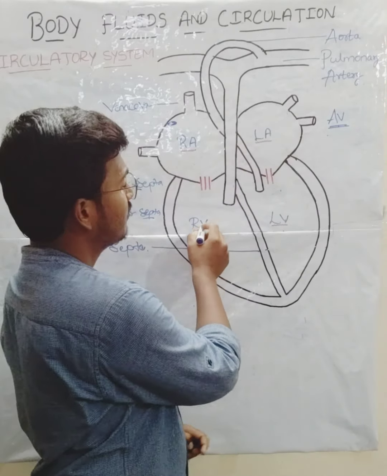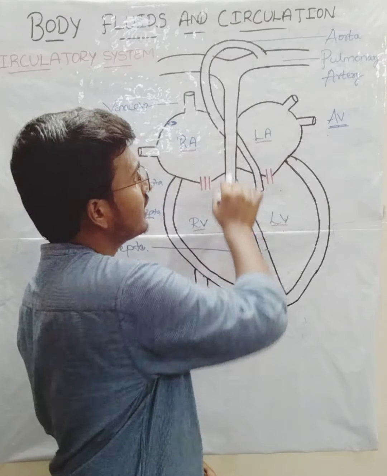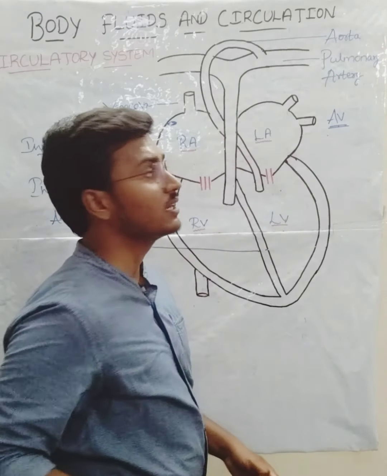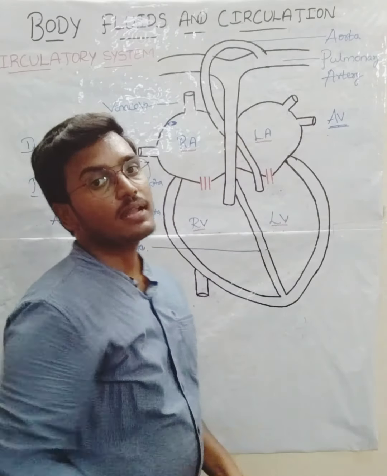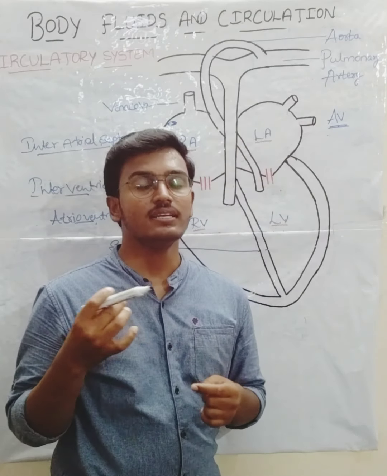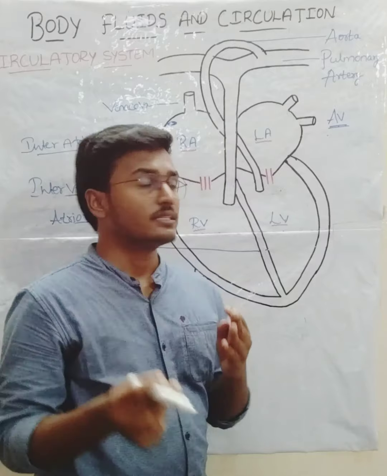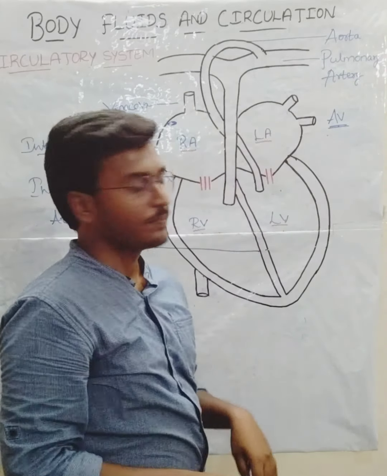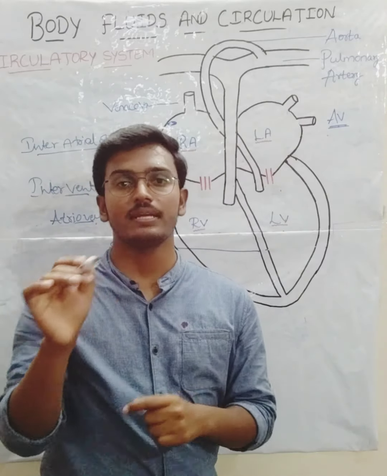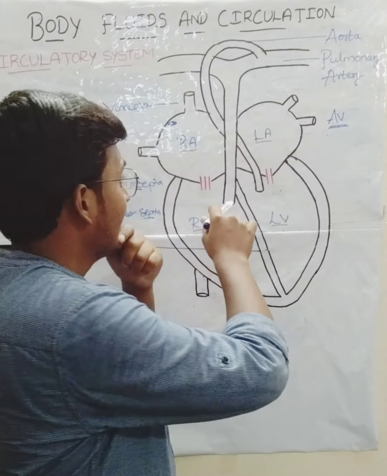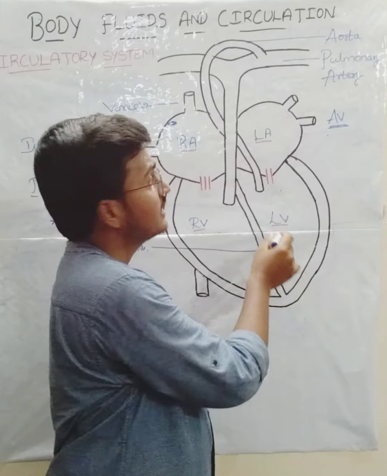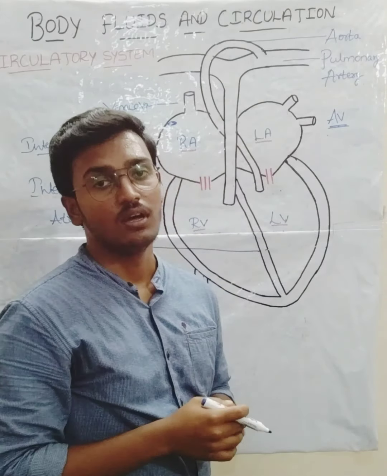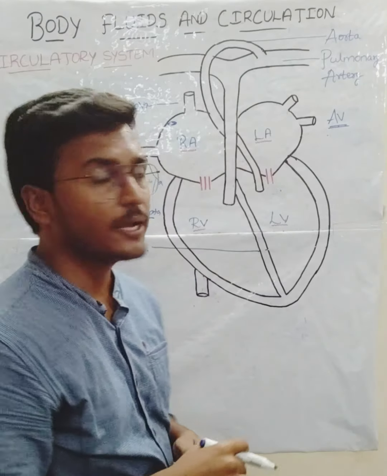From the right ventricle, these pulmonary arteries arise. So it is a T-shaped structure. You can remember it easily when you are drawing the diagram of the heart. You can imagine it is a T-shaped structure. From the right ventricle, a T-shaped structure arises, and from the left ventricle, an S-shaped structure arises. That is the aorta.